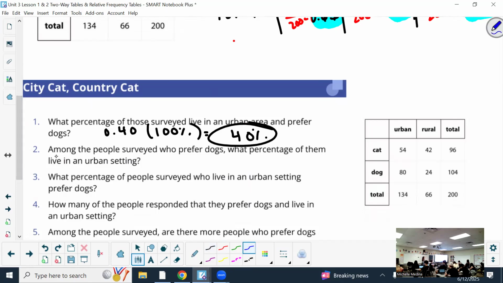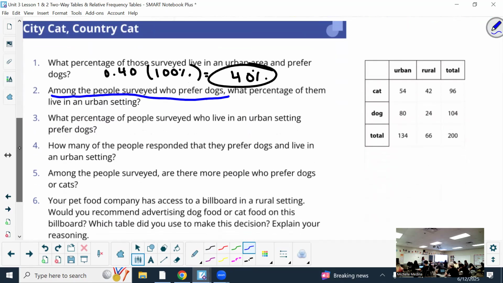among the people surveyed who preferred dogs, and here's the table again. How many people prefer dogs? No, just this first part. So it says among the people surveyed who prefer dogs, how many people prefer dogs? Good, that's what I'm asking. Awesome. Well, we are gonna be asking for the percent, but this is telling me to only look at a certain subgroup. It's not out of the people surveyed, it's out of the people who prefer dogs.